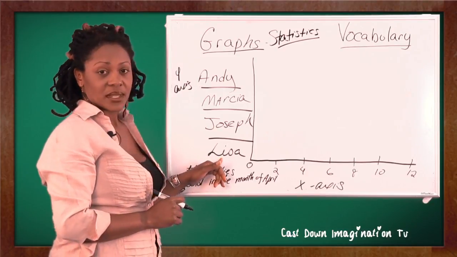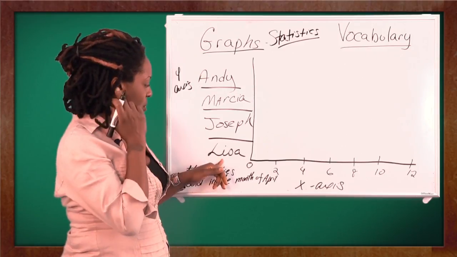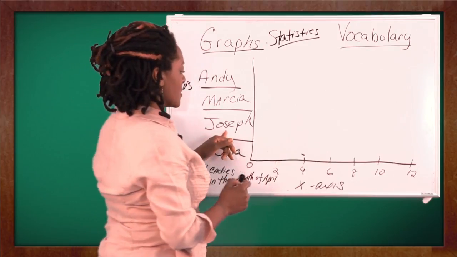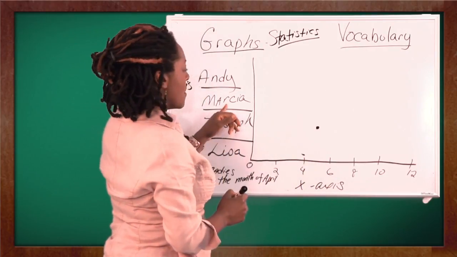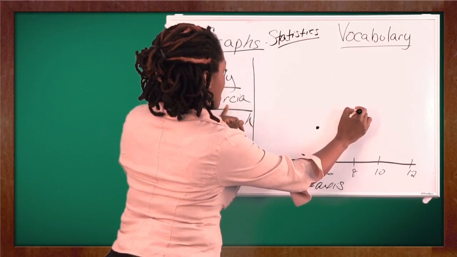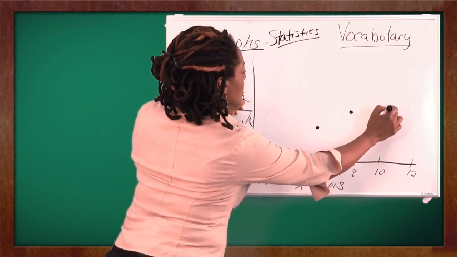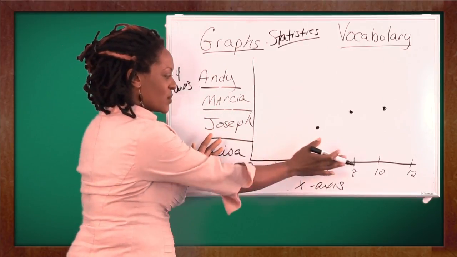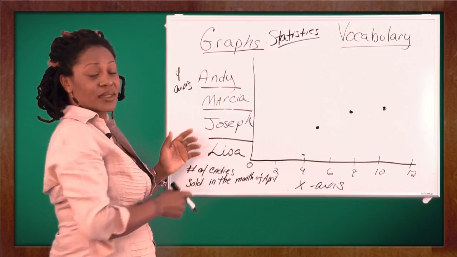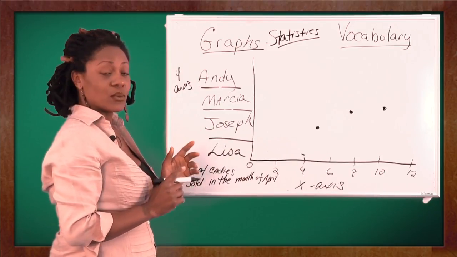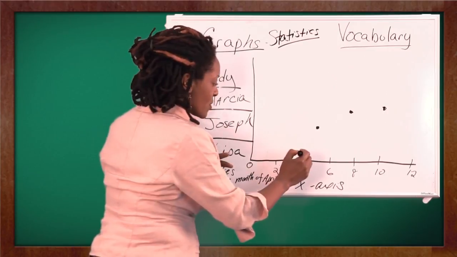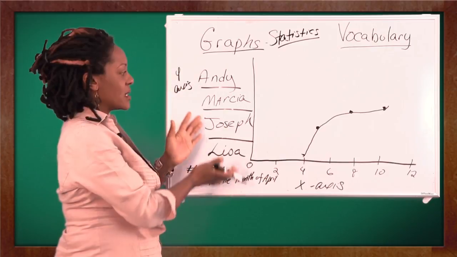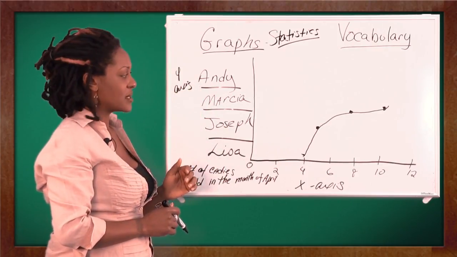So let's say we're going to start with Lisa, and let's say within the month of April, Lisa sold 4 candies. Joseph sold 5. Marcia sold 8. And Andy sold 10. Okay, so very easy to plot the information once we know what these numbers represent and what we know what that y-axis represents. So again, we can draw a line and make a visual representation of the progress. Did it go up or did it decline as we read the progress of each student and their fundraising abilities?